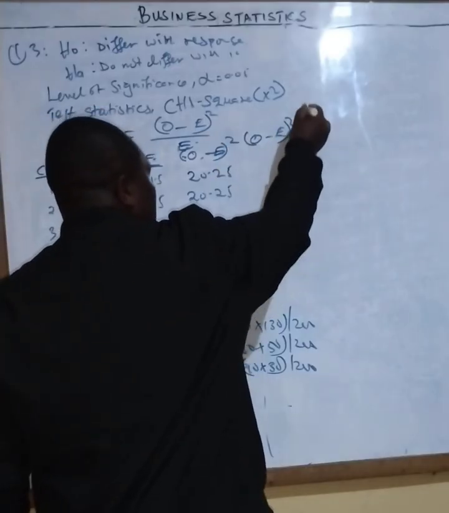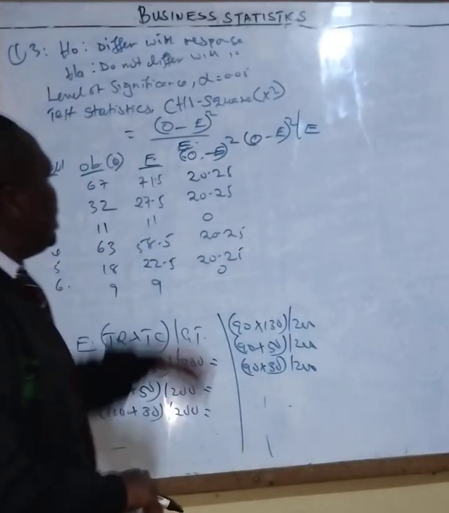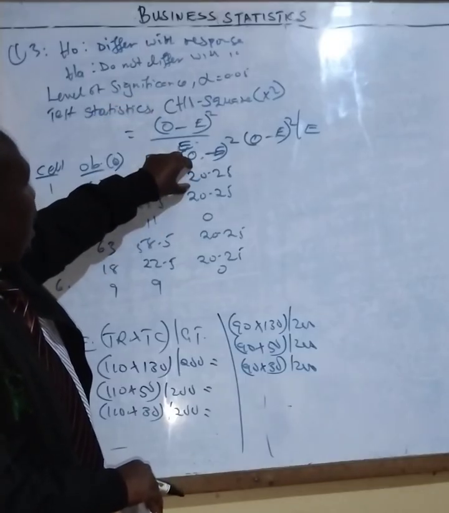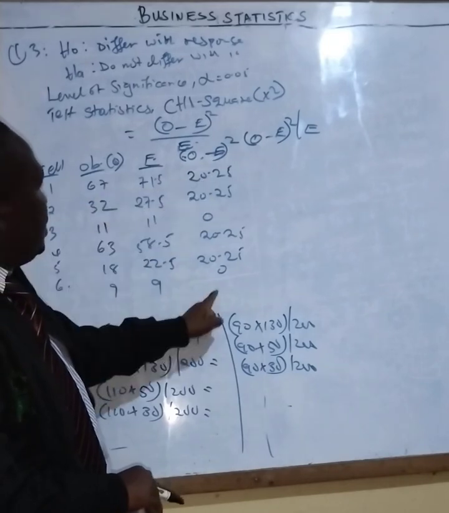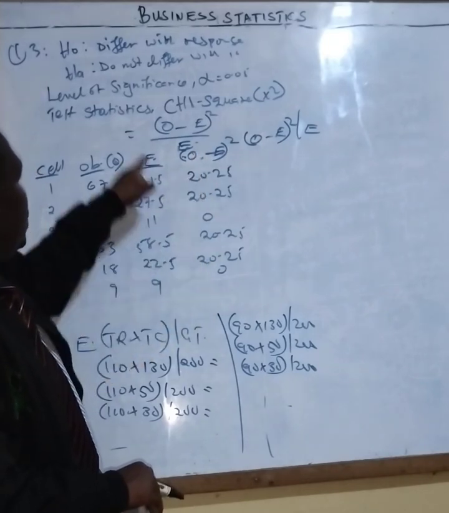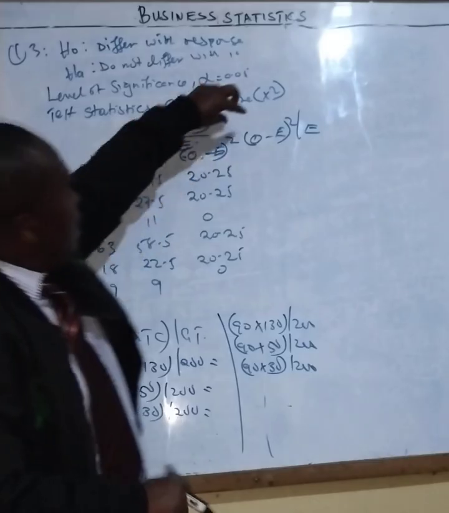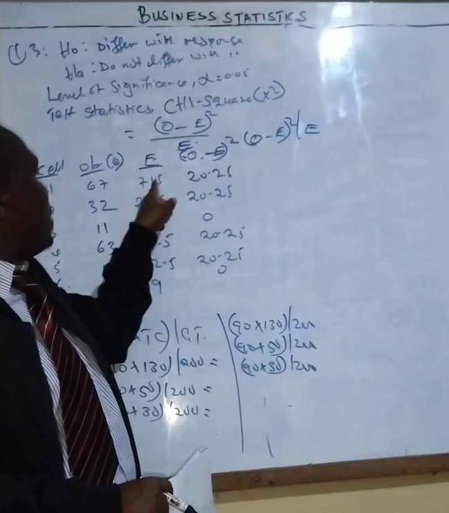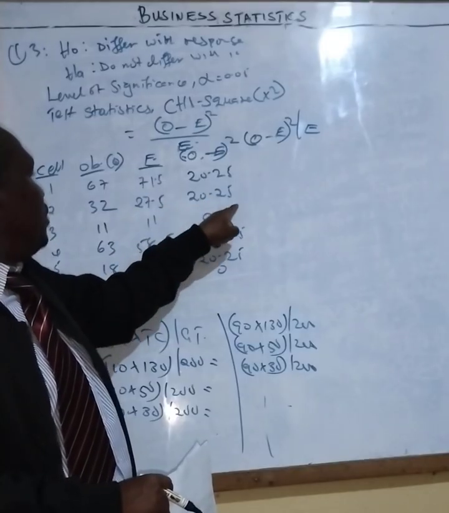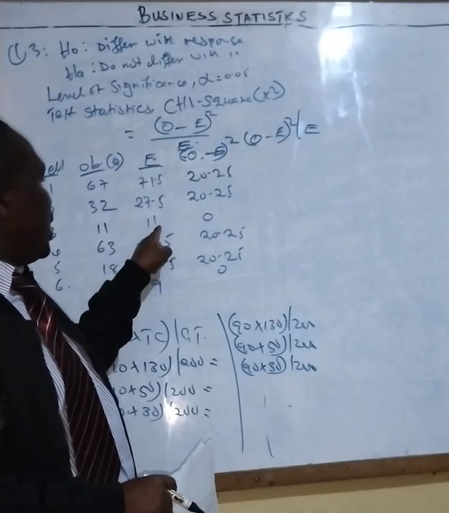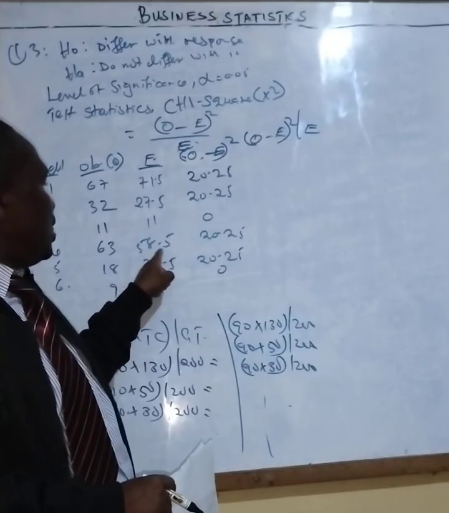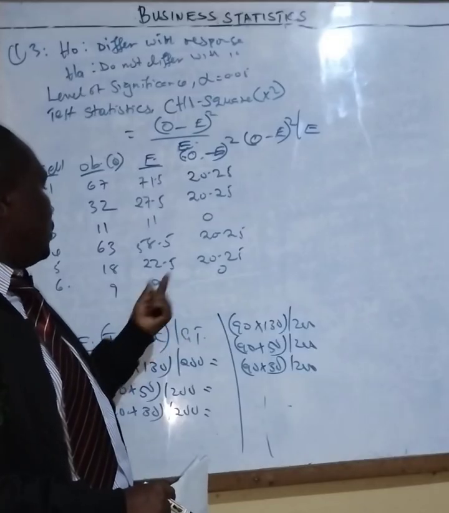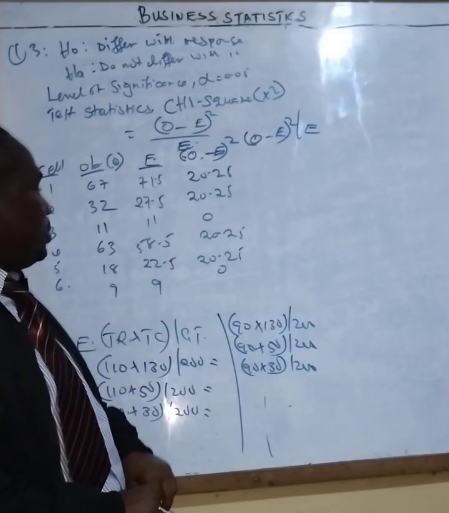squared. You divide by E. So I'm bringing in now this formula here. So it will be these answers I have here. I divide. So this is my E's. These are E's now here. This is my E, and this is now my numerator here. So I will take the numerator, which is 20.25 divided by E, 20.25 divided by E, 0 divided by E, 20.25 divided by E, 20.25 divided by E, 0 divided by E.